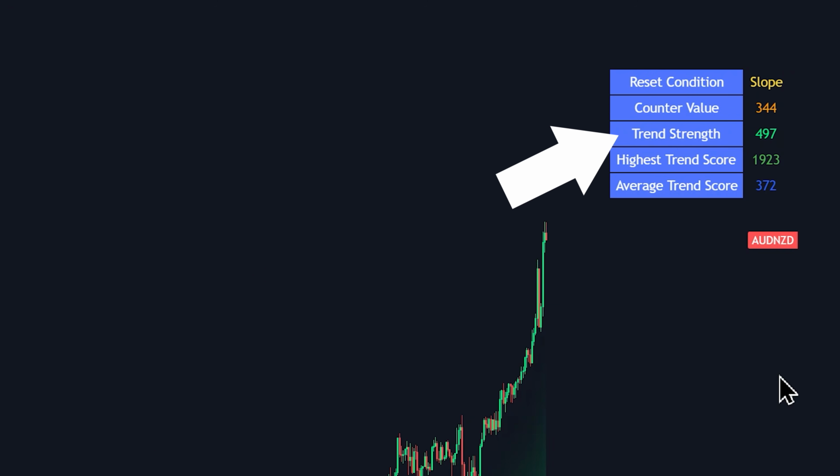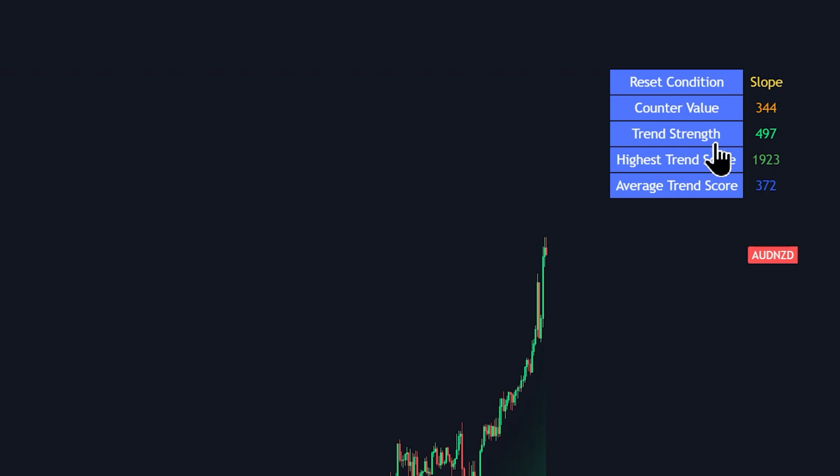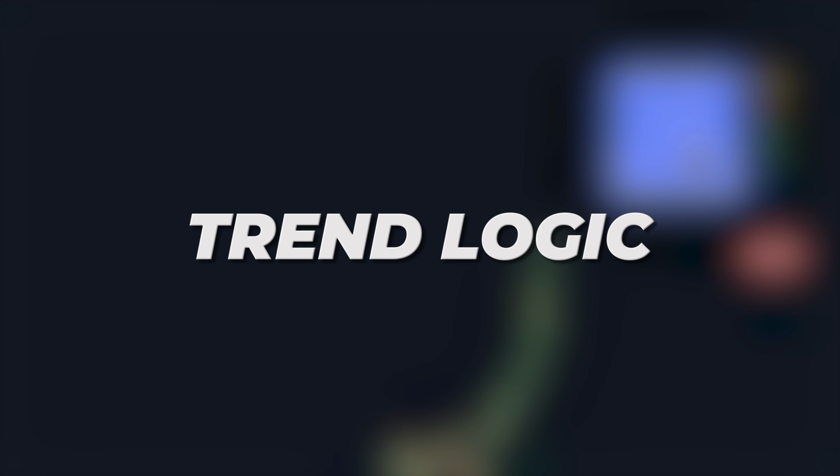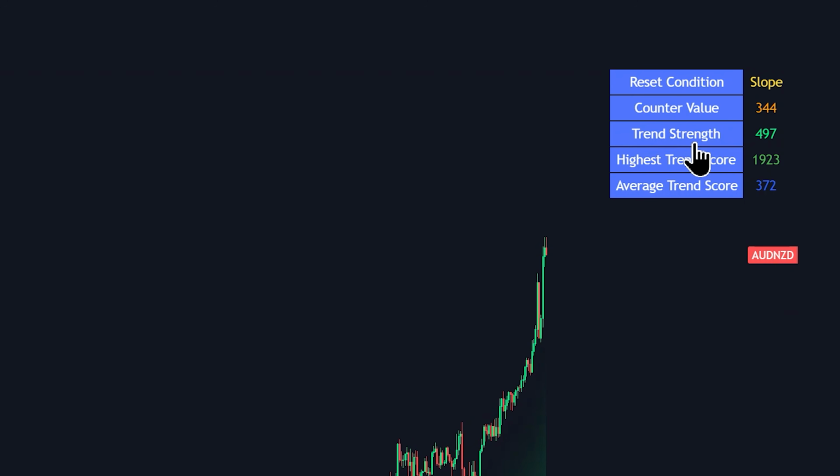Trend strength is a live score of how powerful the current move is. The script uses its own trend logic to turn slope, direction, and consistency into a single number. A low value points to weak, choppy price action. A high value marks a strong trend.